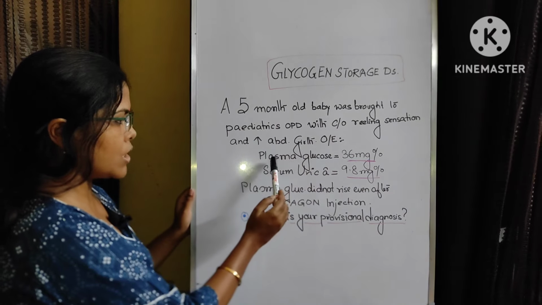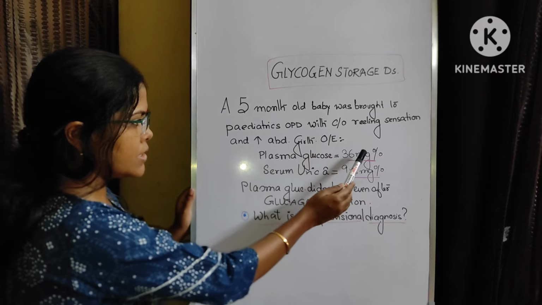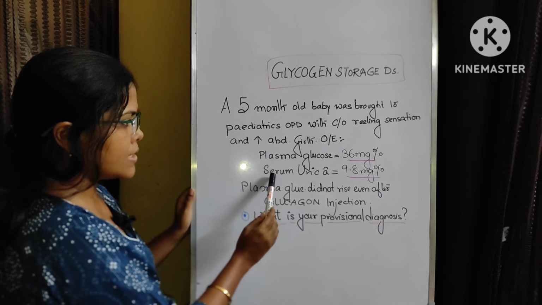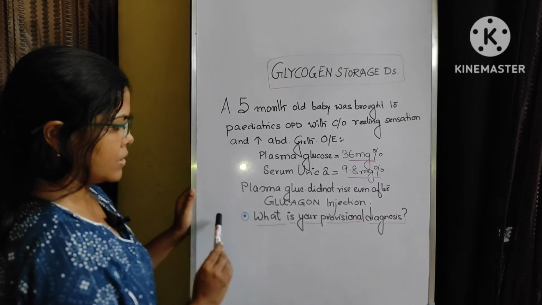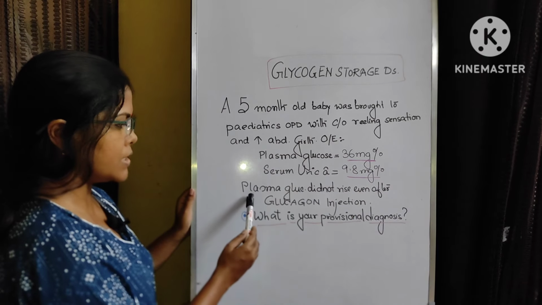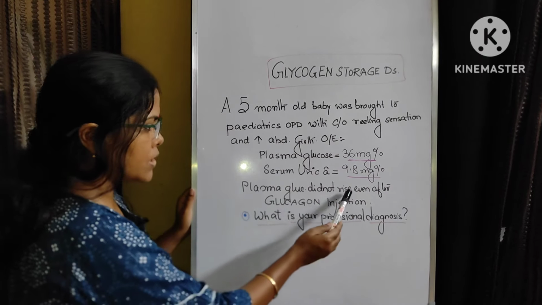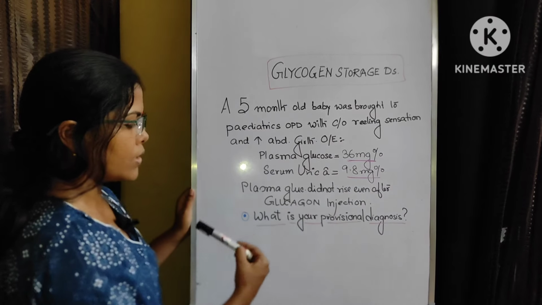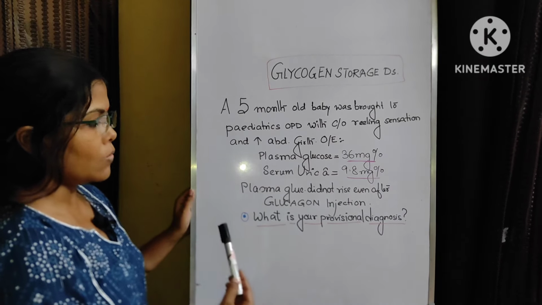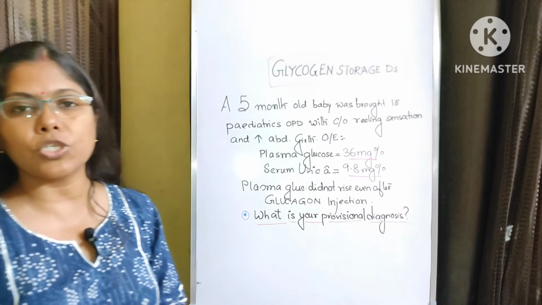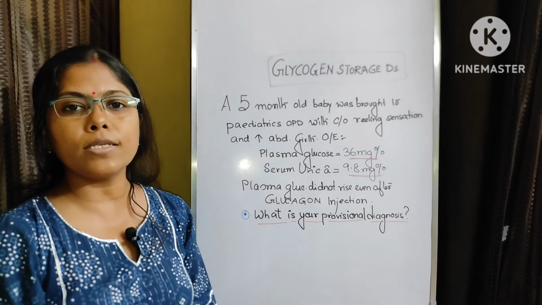On examination, plasma glucose was 36 mg/dL and serum uric acid was 9.8 mg/dL. Plasma glucose did not rise even after glucagon injection. What is your provisional diagnosis? Now, this is a classical presentation of von Gierke disease.